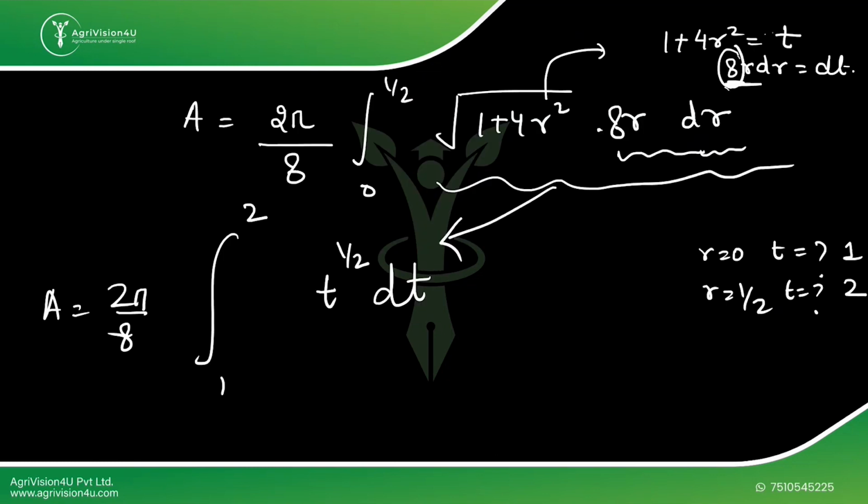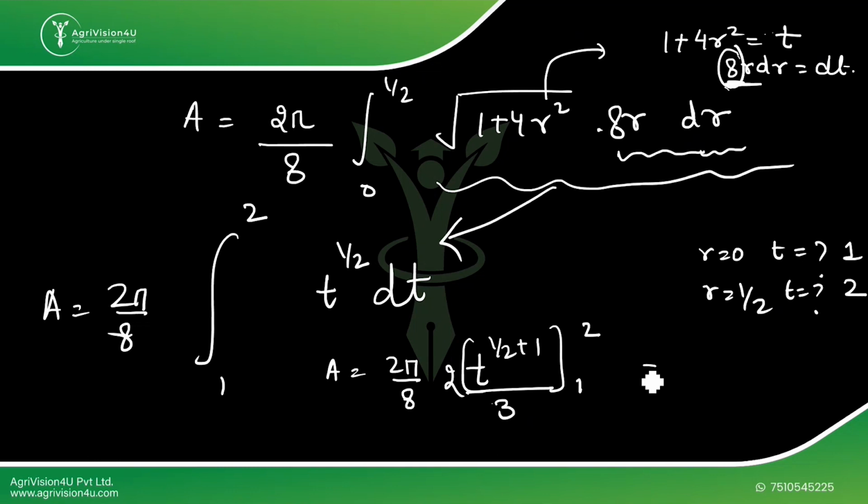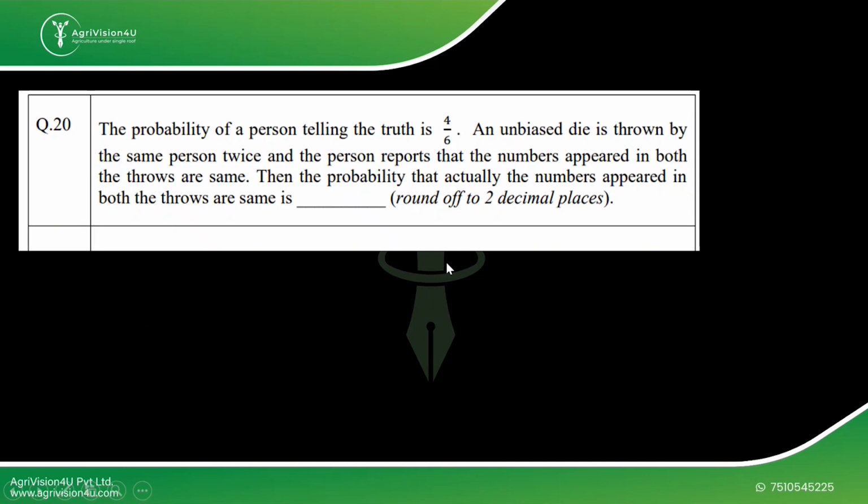And after solving the integration, what will you get? You will get A equals 2 pi 8, then t to the power 1 by 2 plus 1, divided by 3 and 2 will be here. Similarly, you have to put the values, that is 1 and 2. So after solving this, you will get an equation like this. If you solve this and substitute the value, let me add one more slide for the detailed discussion of this question.